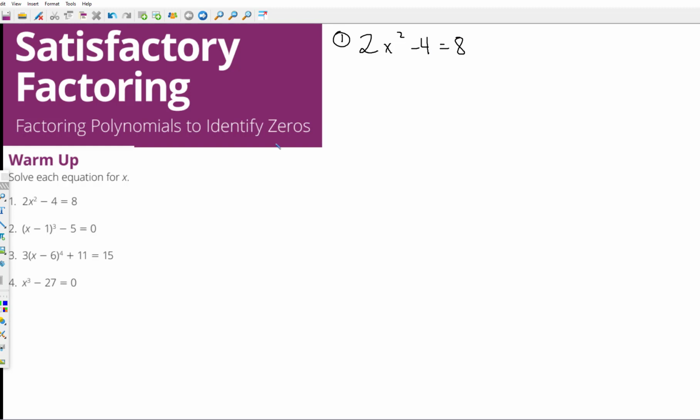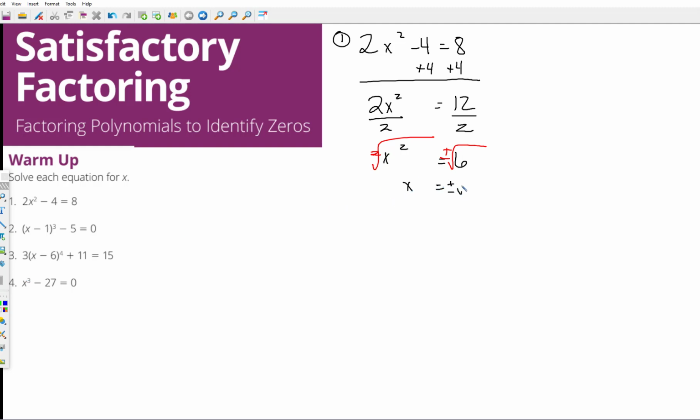What would I do to solve this? Move the 4 over. 2x squared is equal to 12. What else do I need to move over? x squared is equal to 6. What else do I need to move over? Okay. So anytime it's an even power for your root, it's going to have that plus or minus sign in front. And so x is equal to a positive and negative square root of 6.